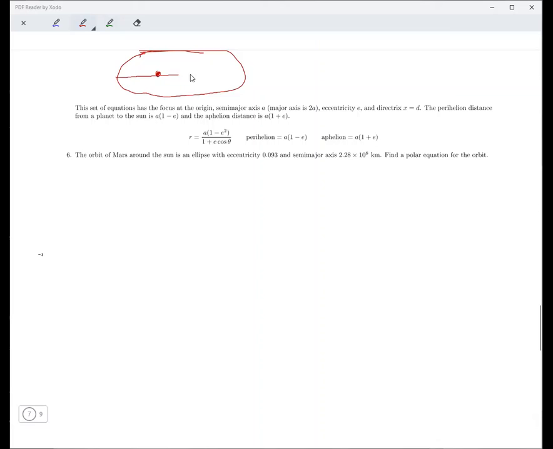This distance along the long side of the ellipse is called the major axis. So the major axis would be this distance from here to here. And the semi-major axis would be half of that. So semi-major is half of the major axis.